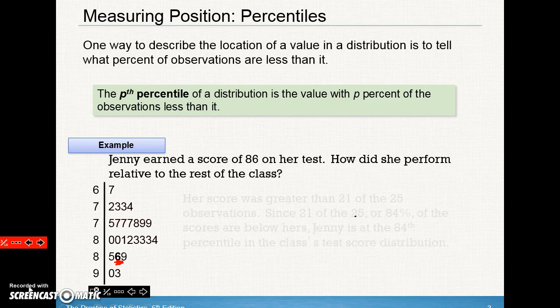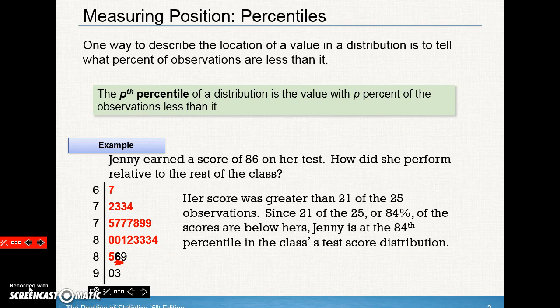So, how did she do, in fact? Her score was greater than 21 of the 25 observations. So the observations that are in red, those are the scores that were lower than Jenny's. Since 21 of the 25, or 84% of the scores, are below hers, Jenny is at, not in, but at the 84th percentile in the class scores distribution.